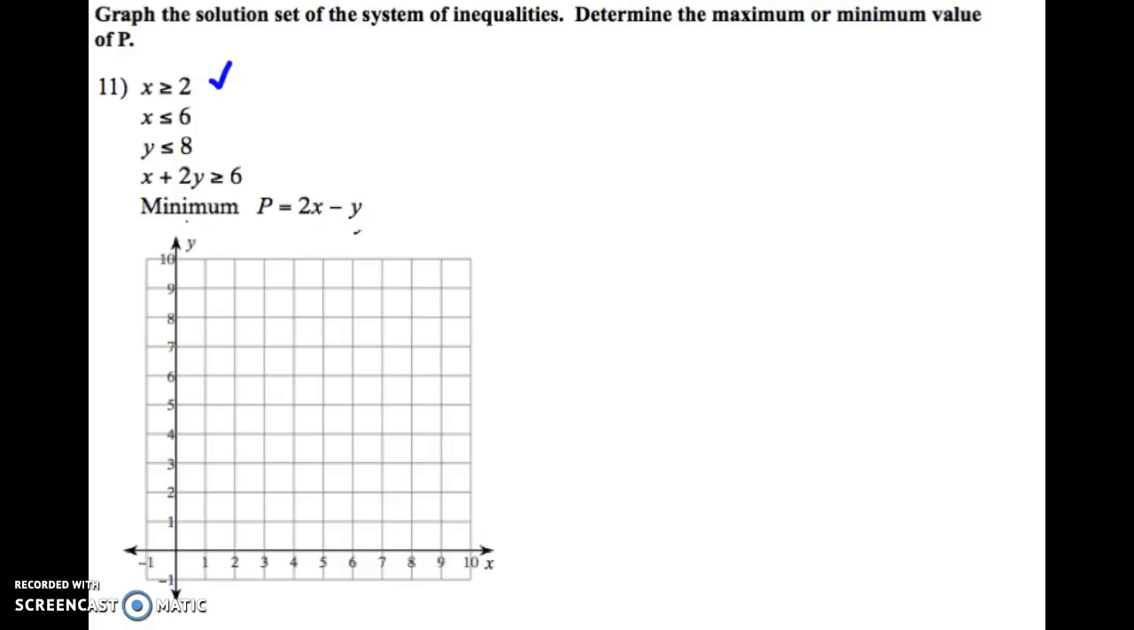So the first line, the top equation, we want to graph x equals 2. X equals is a vertical line, so where x is equal to 2, we're going to draw in a vertical line. The second line, x is less than or equal to 6, so we're graphing basically x equals 6. So 6 on the x-axis, and we're going to draw a vertical line through that one. Since we want to be greater than 2 and less than 6, we're going to be in the area in between when it comes to the shading.